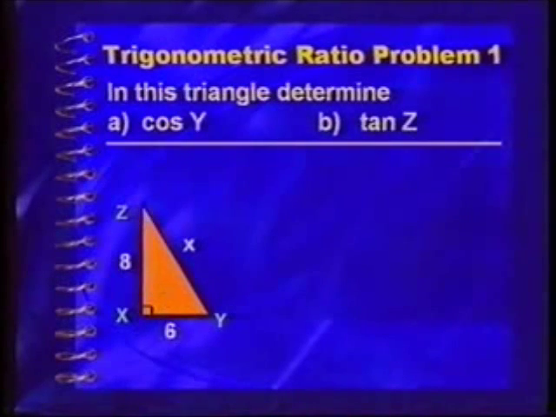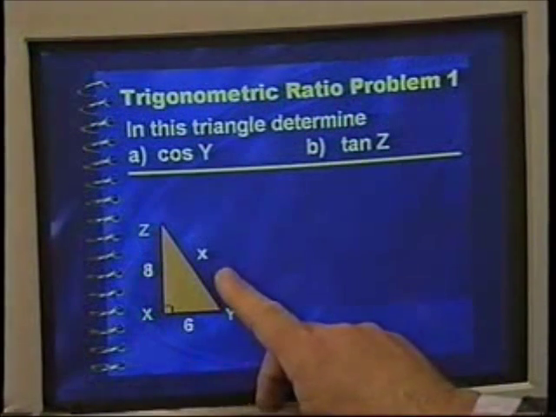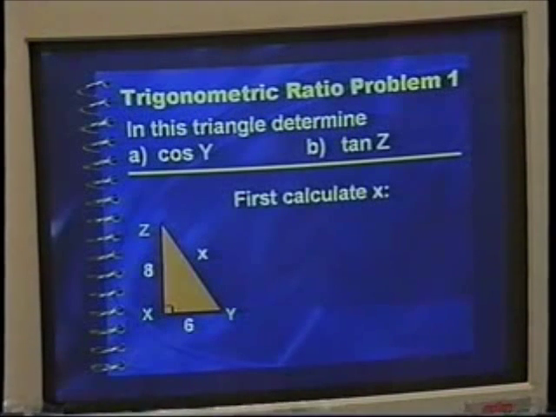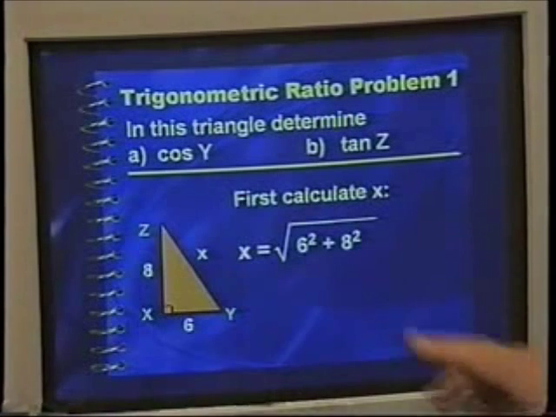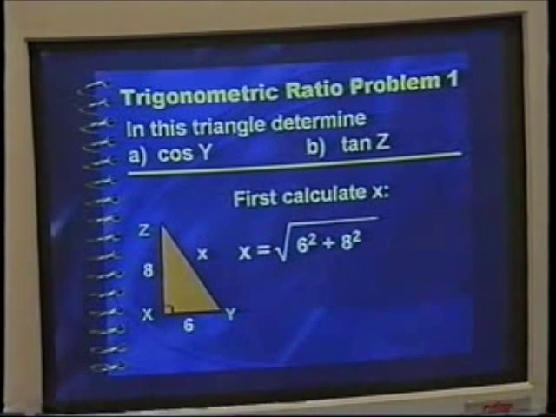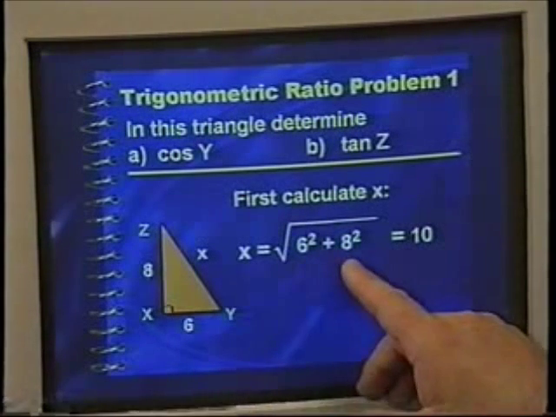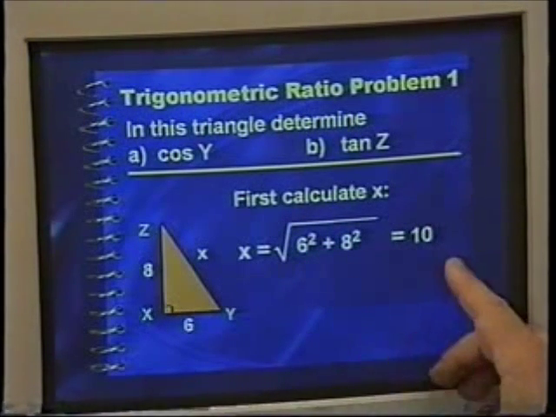Let's now have a look at some problems involving these ratios, and one of them would be to actually get the ratio from a particular triangle. Example coming up. Here we've got a triangle XYZ. We've got this side to be 8, that side to be 6, and that one we don't know, that's x. But of course we can calculate that using Pythagoras. First calculate x, that must be 6 squared plus 8 squared, which is equal to 10, if you take the square root out of 36 plus 64. So we know that one to be 10.